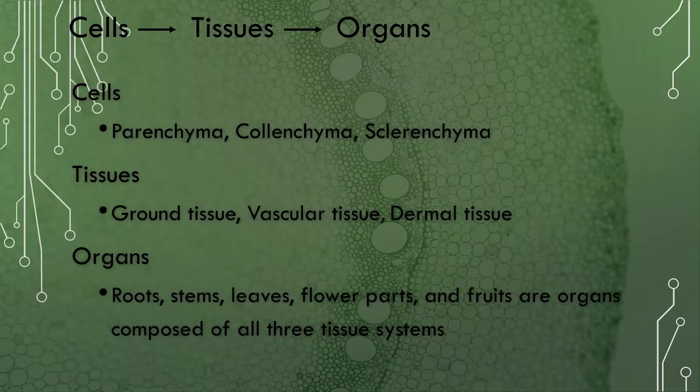So the plants are a little less complex than the Animalia, because here we're going to look at 3 types of cells. They're called parenchyma cells, collenchyma cells, and sclerenchyma cells. Those cell types will group together and form tissues. So those tissues are ground tissue, vascular tissue, and dermal tissue. And then those tissues, again, forming in different layers of different configurations, form the organs of the plant. And the organs of plants are the roots, the stems, the leaves, the flower parts, even fruits. Those are all organs.